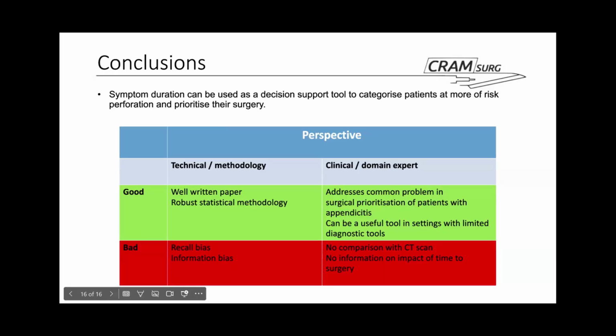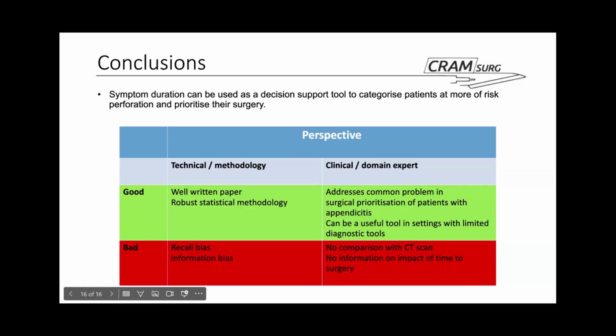So in conclusion, we think that symptom duration can be used as a decision support tool. For example, for registrars going to the morning meeting to say which patient should go first. However, looking at the good and bad things of the paper, we can say that technically it is a well-written paper. It has got a good statistical methodology. The bad things include recall bias and information bias.